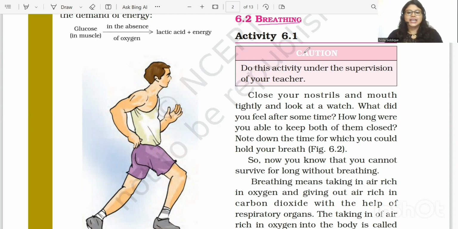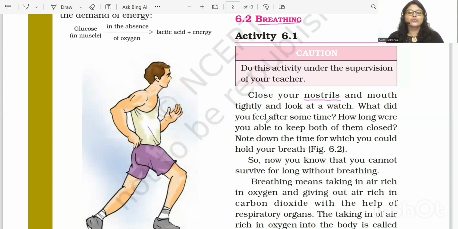Now let's talk about breathing. Okay, so ये topic start होता है with activity 6.1. So you have to do this activity under the supervision of your teacher. Let's learn about it. So what you have to do is you have to close your nostrils. What are nostrils? Now these holes in your nose are called nostrils. Okay. So we have to close a nostril as well as a mouth. हमें अपना नाक और मुंह दोनों बंद करना है, and we have to look at our watch कि हम कितने देर तक अपने सांस को होल्ड करके रख सकते हैं.